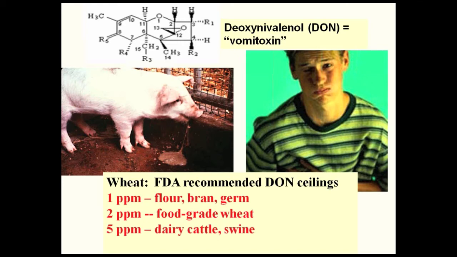Then 5 parts per million is the ceiling for feed for dairy cattle and swine. I said the pigs are a little more sensitive. And then for beef cattle, they say it's okay up to 10 parts per million, and also for poultry.